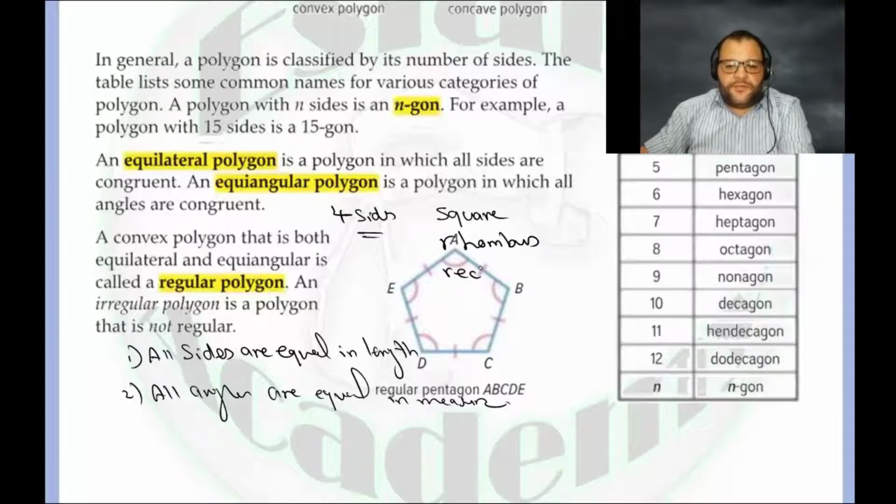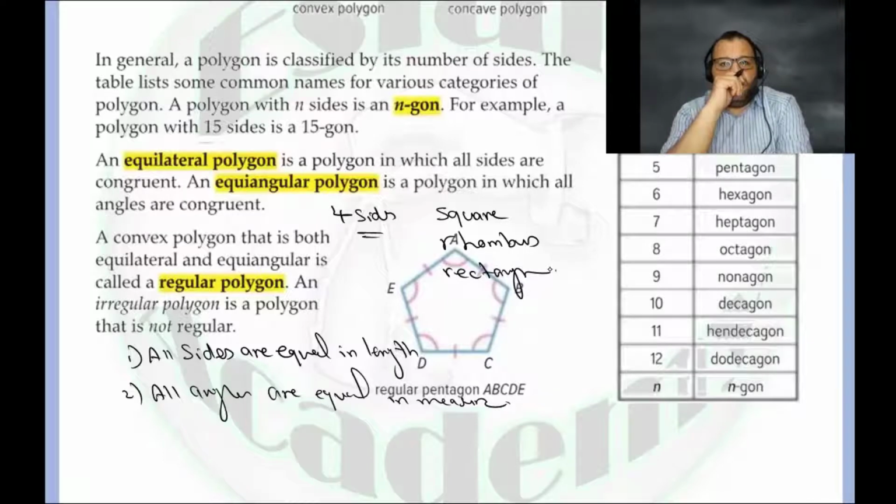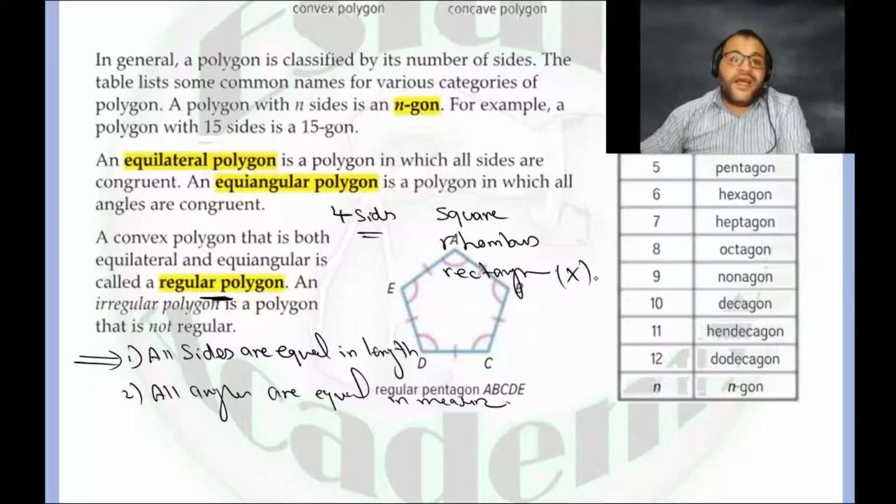And the rectangle? In a rectangle, only 2 sides are equal. It's irregular, because when I gave the definition of regular, I said all sides must be equal. The rectangle has all angles equal in measure, and each 2 opposite sides equal, but it has 2 different side lengths, so it is irregular.